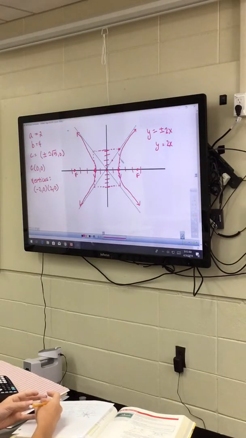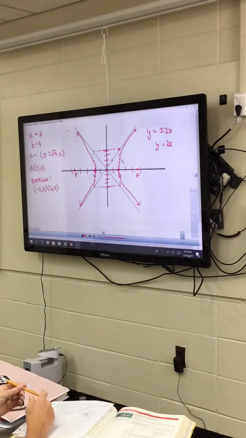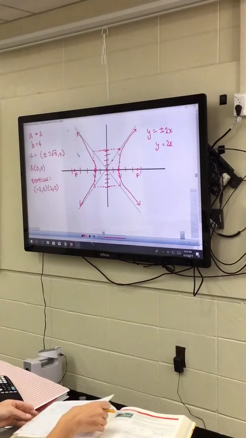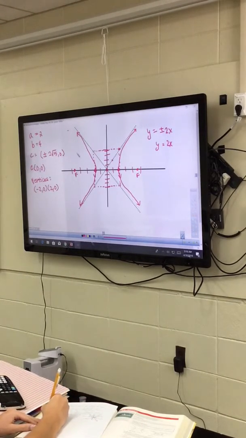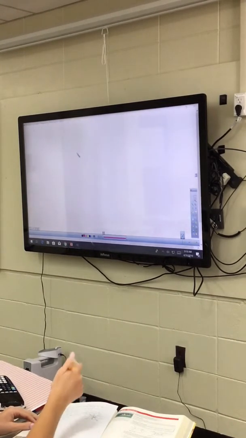If you know your A and your B, that's going to tell you where the asymptotes are going to go through. They're going to go through the center point and go through the vertices of the rectangle that has been formed by your conjugate axis and your transverse axis from A and B. Does that make sense? Okay, so we have everything in that graph that we were supposed to have. So let's work another one, and then you'll see it a little bit better.